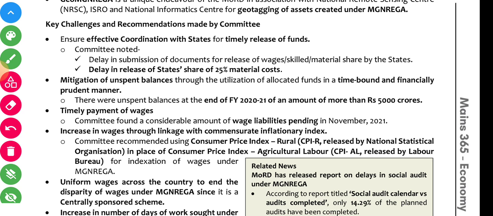What are the challenges and recommendations made by the committee? Effective coordination with states for timely release of funds. Delay in release of state share of 25% material cost. Migration of unspent balances through the utilization of allocated funds in a time-bound and financially prudent manner, at the end of financial year 2020-21, of an amount of more than rupees 5,000 crores. Timely payment of wages. Wage liability pending in November 2021. Increase in wages through linkage with a commensurate inflationary index.